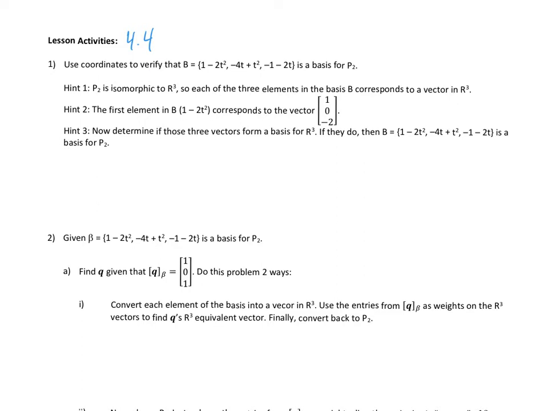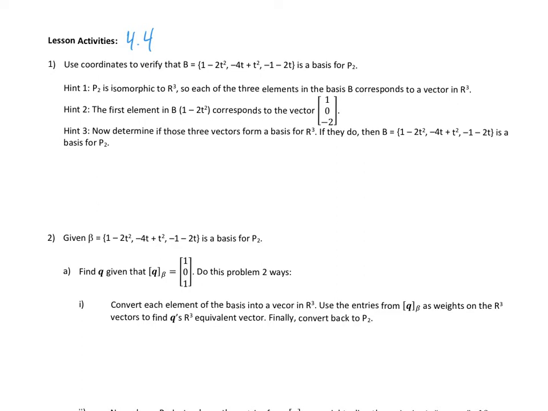So I'm calling them vectors in quotes because vectors look more like this. But what we've seen now in chapter 4 is that we can expand what it means to be a vector space to things that act like vectors. So these are polynomials of degree 2 or less, and it turns out they are a vector space. So we're supposed to use coordinates to verify that that set is a basis for P2.